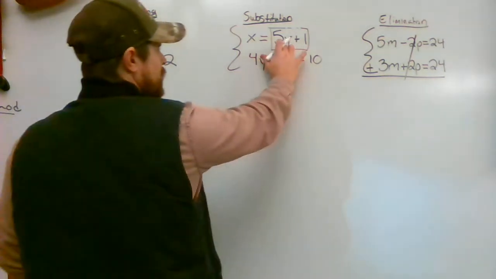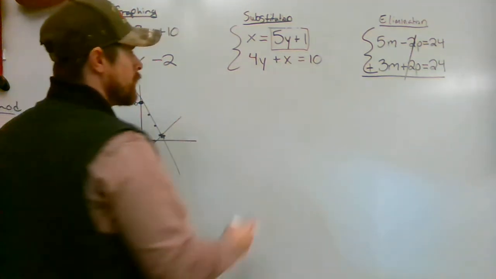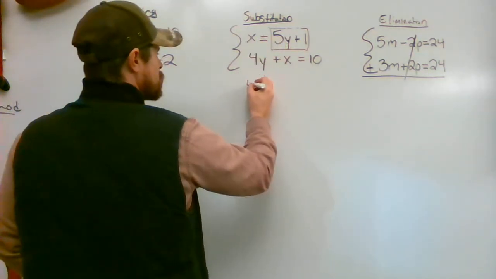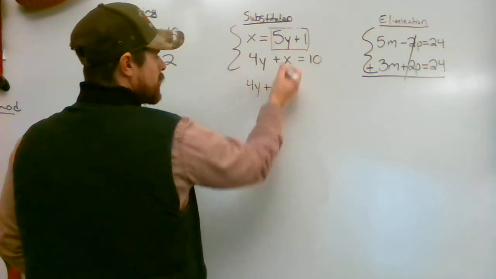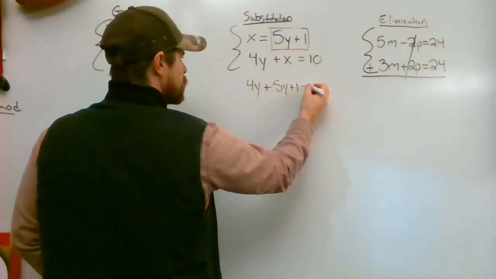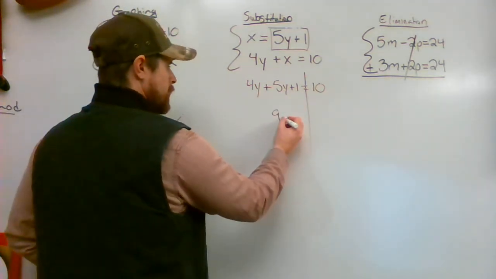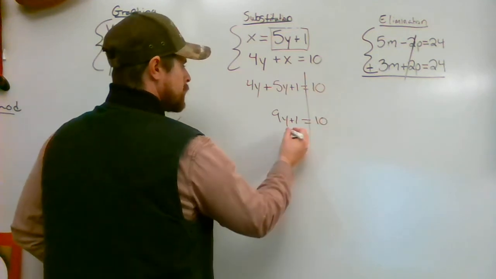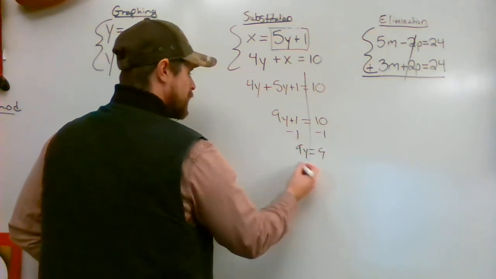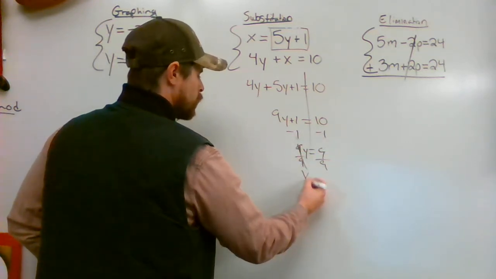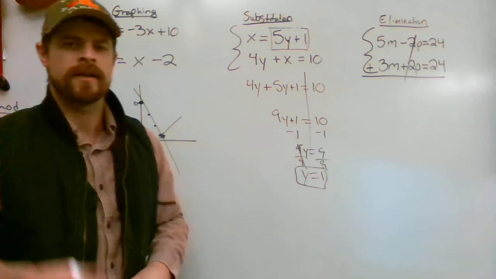This one, I would take my sticker, peel it off, and plug it over the x variable in the second equation, because the sticker is equal to x. So here I would get 4y plus 5y plus 1 equals 10. Now I can solve for y: 9y plus 1 equals 10. Take away the 1. I now have 9y equals 9. Divide by 9, divide by 9. We know that y is 1. Then I would take that 1 and plug it back into one of the equations to find my x.